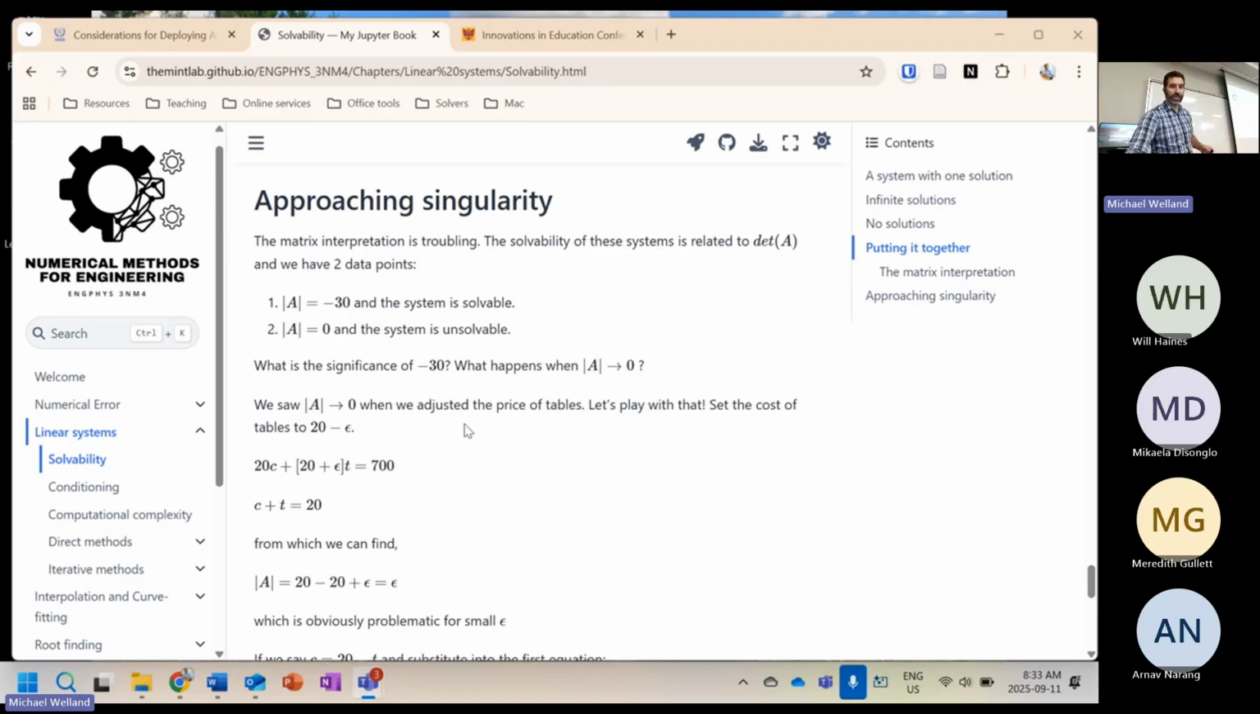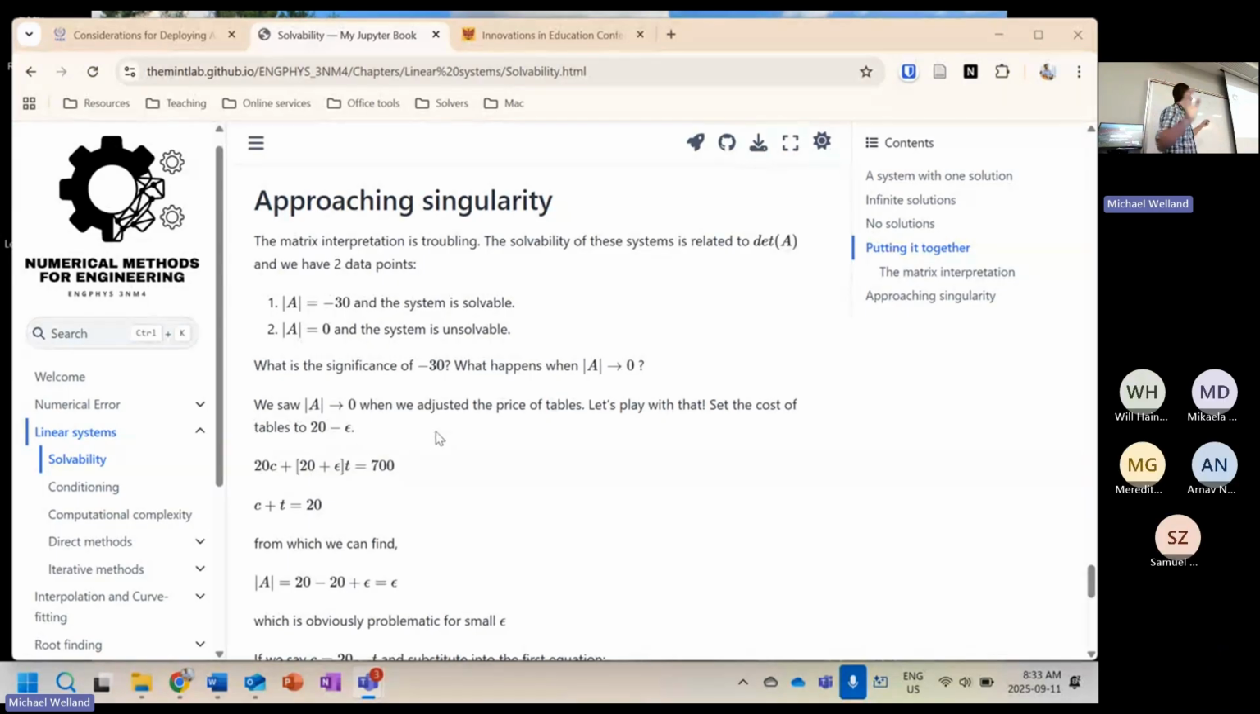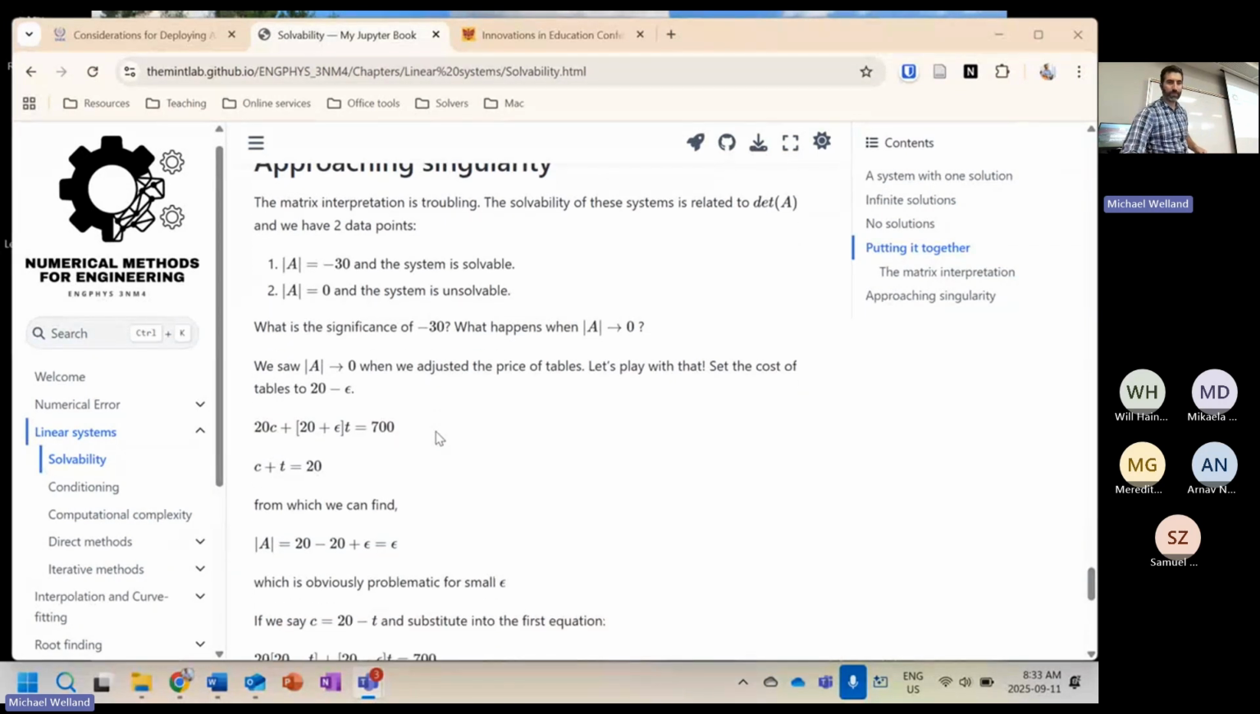So what I want to do here is let's set the cost of the tables here to 20 plus epsilon, just being a constant. We're going to take it to 0, right?